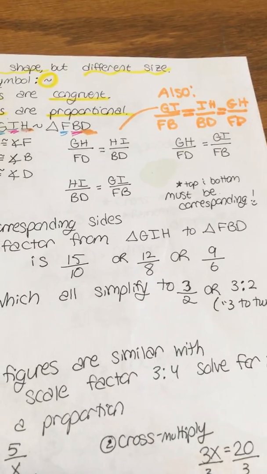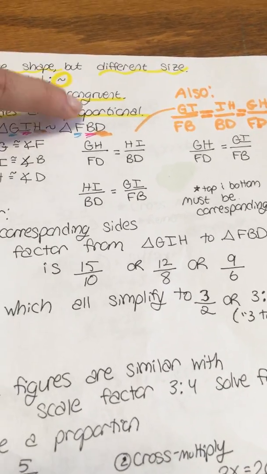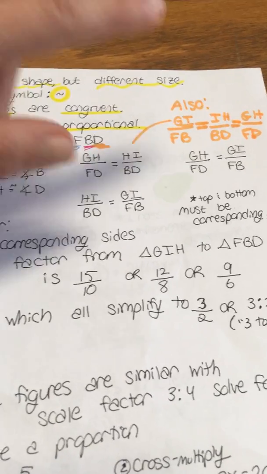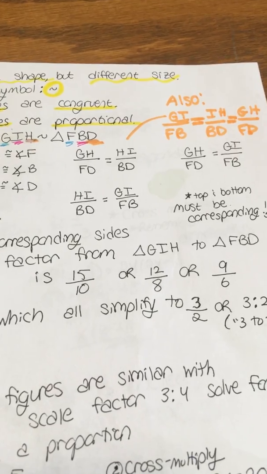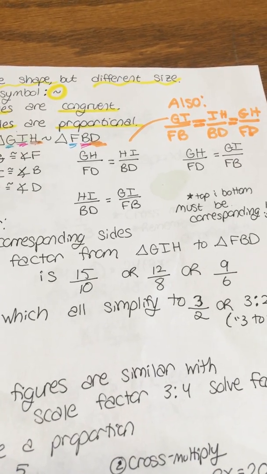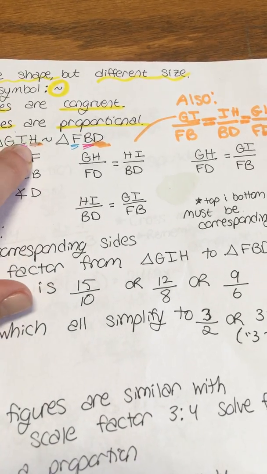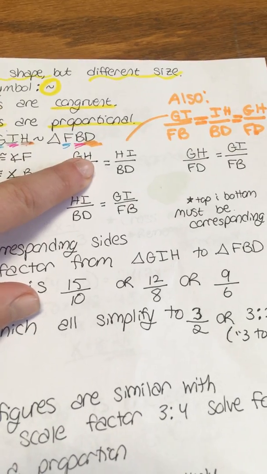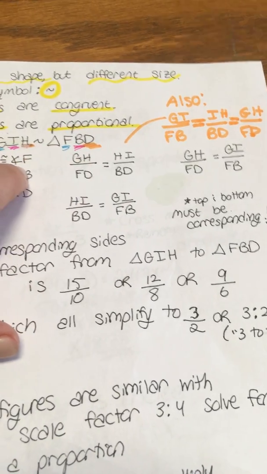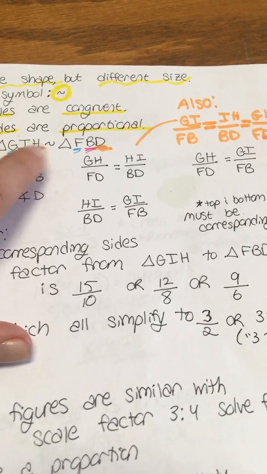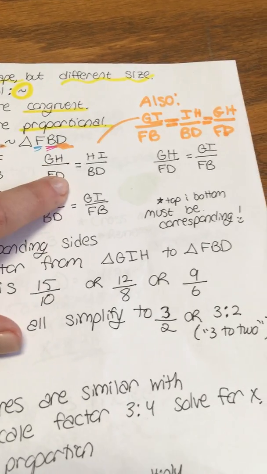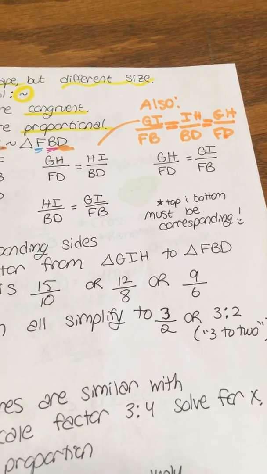So for example, GI is in the same spot as FB, so you would make a fraction GI over FB. That's basically your scale ratio or scale fraction for all of them. The same thing works for IH and BD, so that would be your next fraction. And the other one would be first and last, so blue and orange, GH and FD. So those are your three equal fractions.